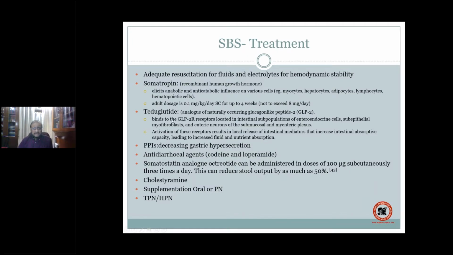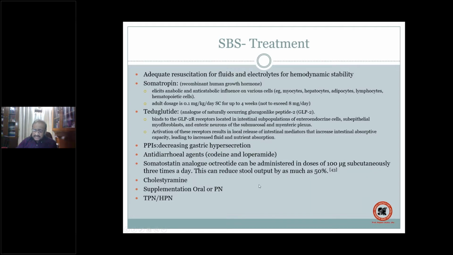Then teduglutide, an analog of GLP-2 secreted from the jejunum, which binds to receptors on endocrine cells, and this again leads to local intestinal mediators that increase intestinal absorption. PPIs can be given, or rather should be given, to decrease the raised gastrin level. I told you, increased gastrin means increased acid level. So PPIs have to be given.